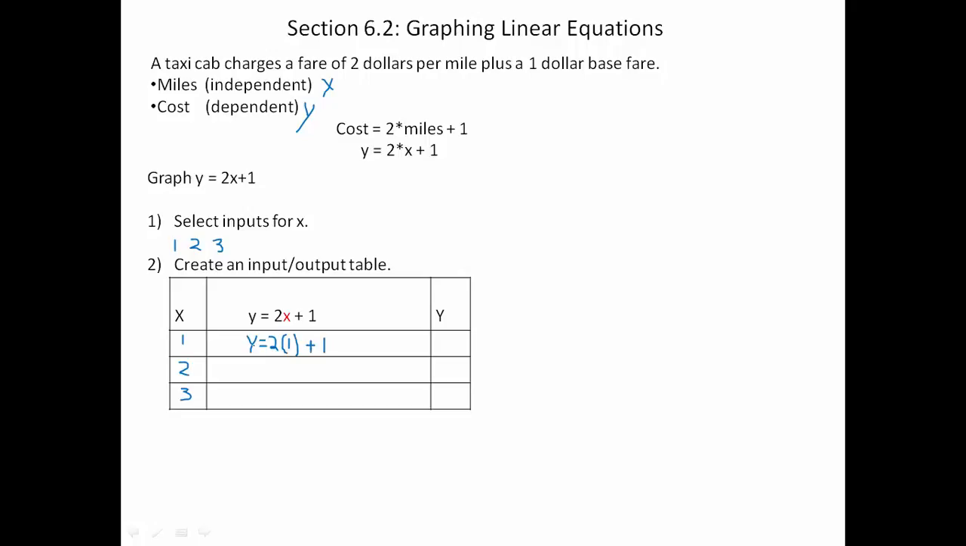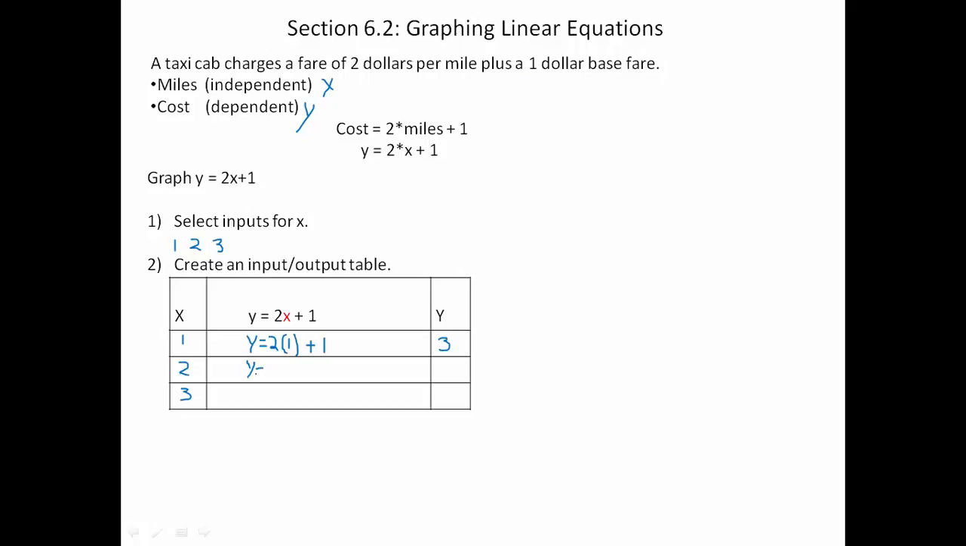And I can just compute going across. 2 times 1 is 2, plus 1 is 3. And that makes sense, right? If it's $2 per mile and I'm going 1 mile, he's going to charge me $2 plus the $1 base fare, or $3, right? Let's see if we can do the next one.